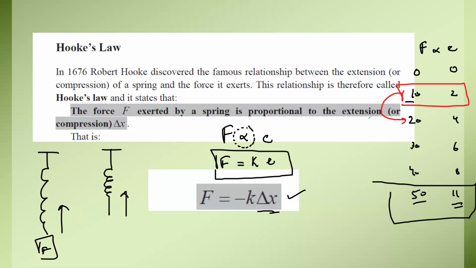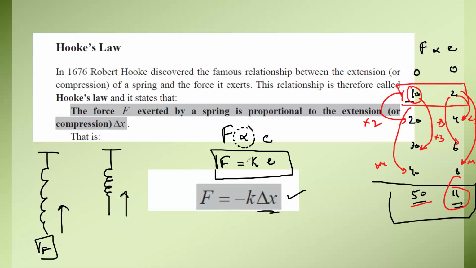When we double the force, extension is also twice. When we triple the force, like 10 multiplied by 3, 30, the extension is also 3 times. When it's quadrupled, multiplied by 4, the extension is also multiplied by 4. But when it is 50, multiplied by 5, the extension should be 10, but it's not 10, it is 11. So it means that it is beyond the limit of proportionality.